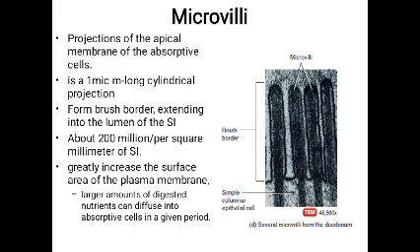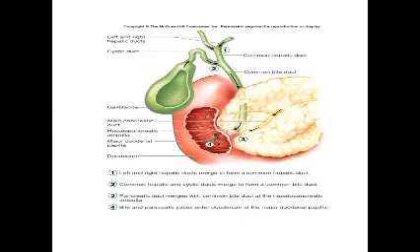About 200 million per square millimeter of small intestine greatly increases the surface area of the plasma membrane. Larger amounts of digested nutrients can diffuse into absorptive cells in a given period. This is the diagram.